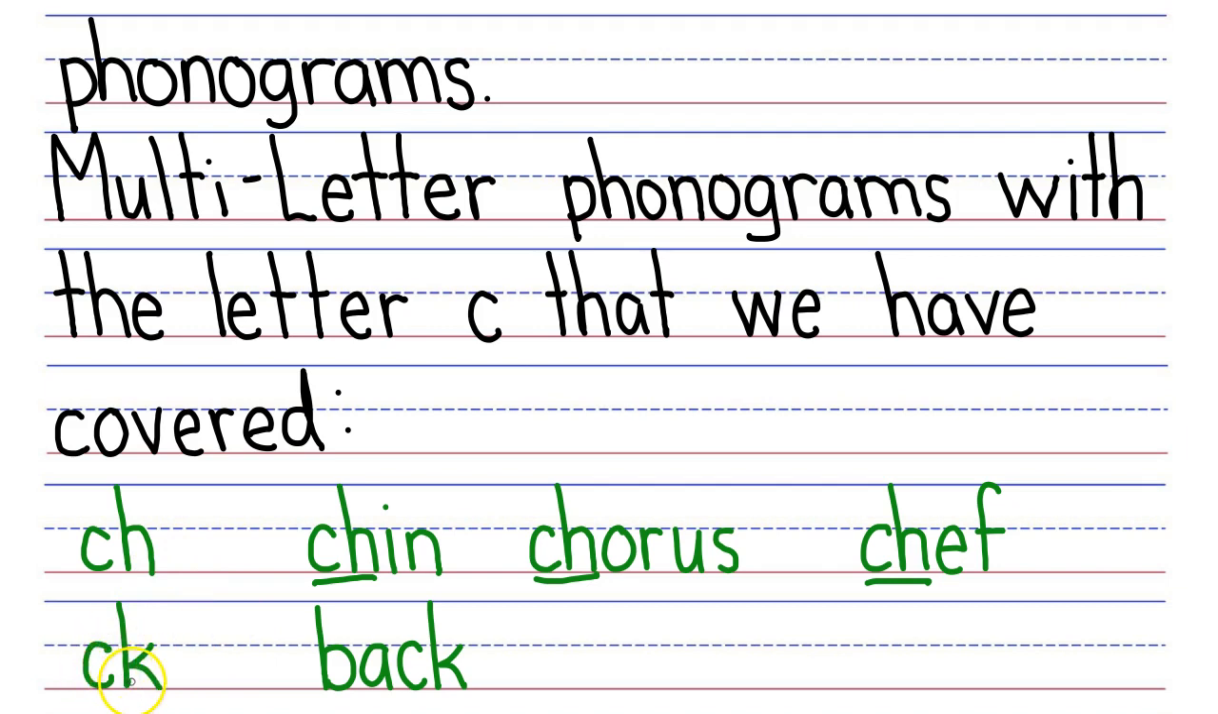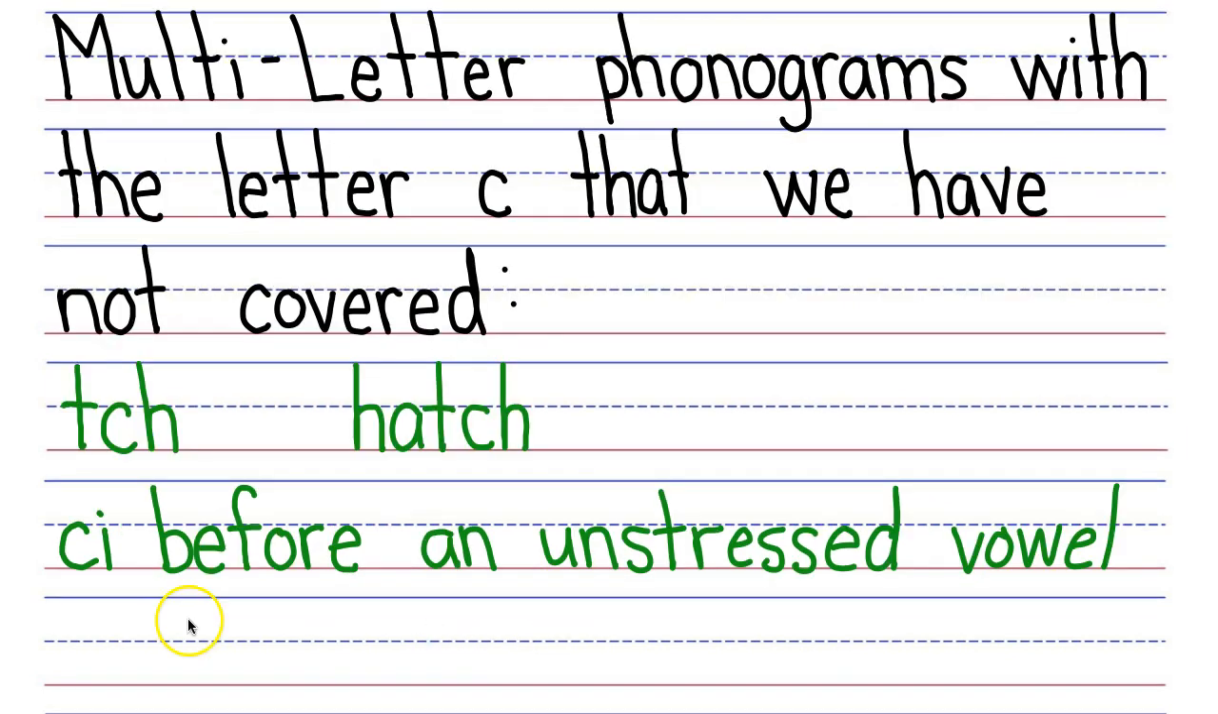CK is another one of those phonograms that we've learned. CK always says k, and another nice constant about CK is that it's always following a short vowel, as in back. There are just two multi-letter phonograms with the letter C that we have not covered. The first one is TCH, which just says ch, as in hatch. And the second is CI before an unstressed vowel, like in the word social. You don't have to know those now. Just be aware that we will have lessons to cover these phonograms.